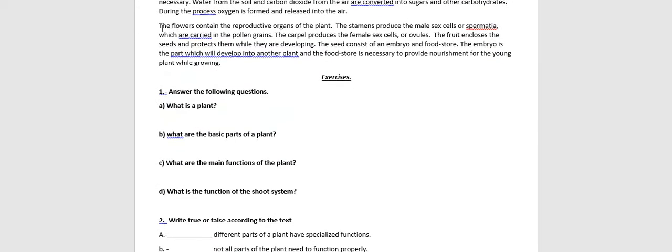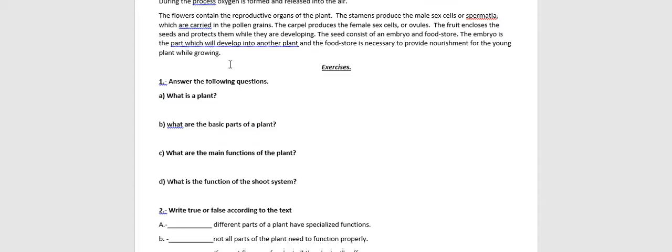The flowers contain the reproductive organs of the plant. The stamens produce the male sex cells or spermatia, which are carried in the pollen grains. The carpel produces the female sex cells or ovules. The fruit encloses the seeds and protects them while they are developing. The seed consists of an embryo and food store. The embryo is part which will be developed into another plant, and the food store is necessary to provide nourishment for the young plant while growing.